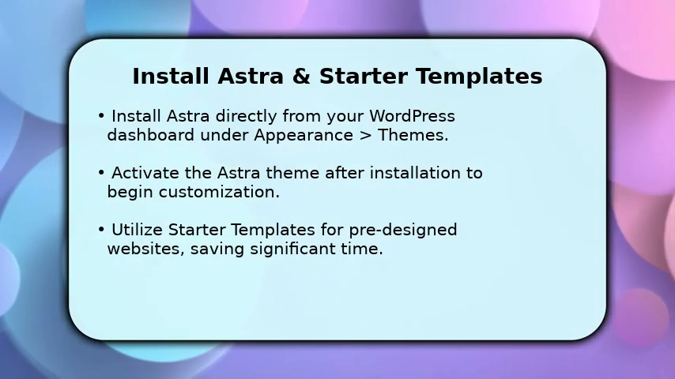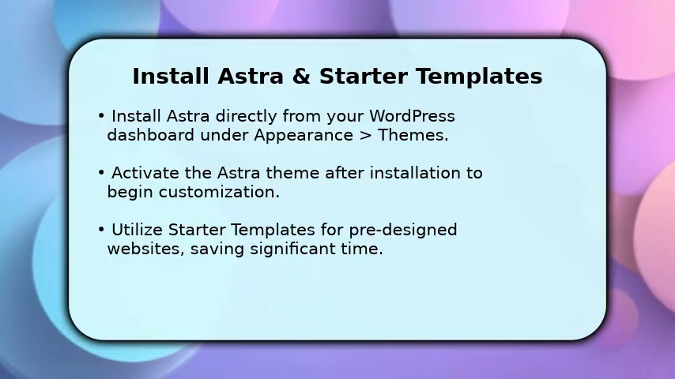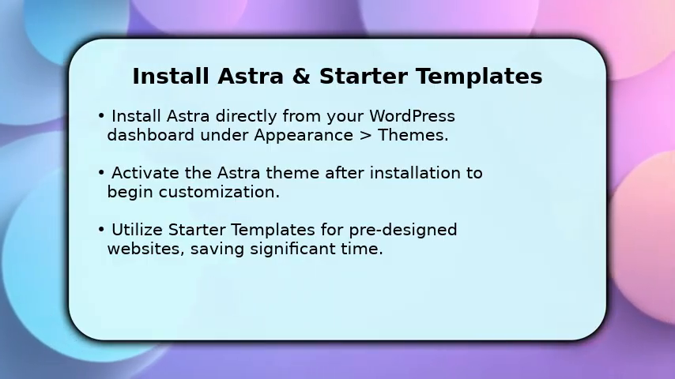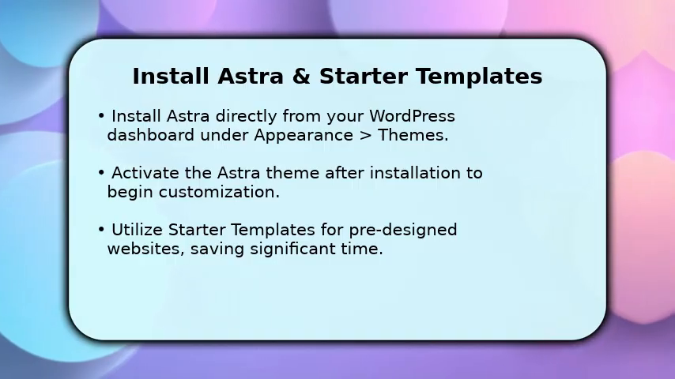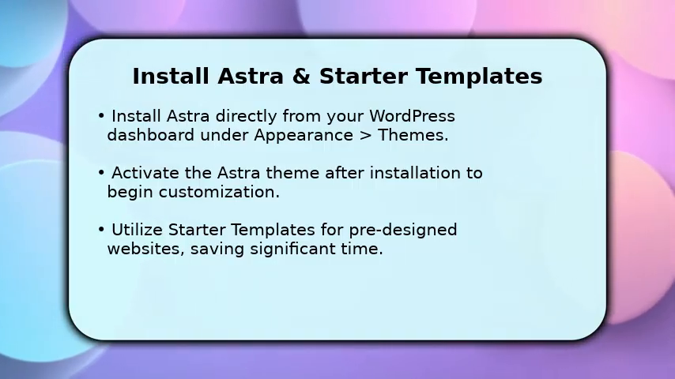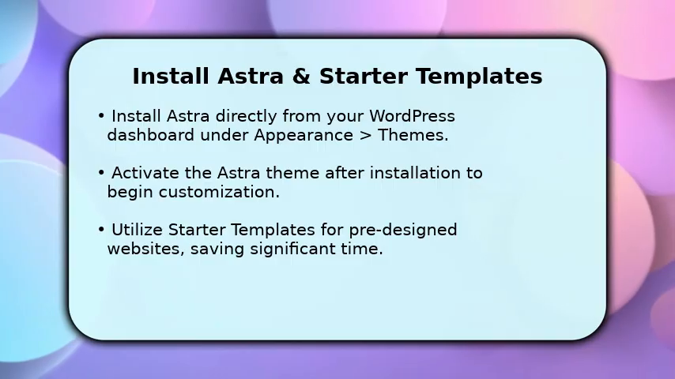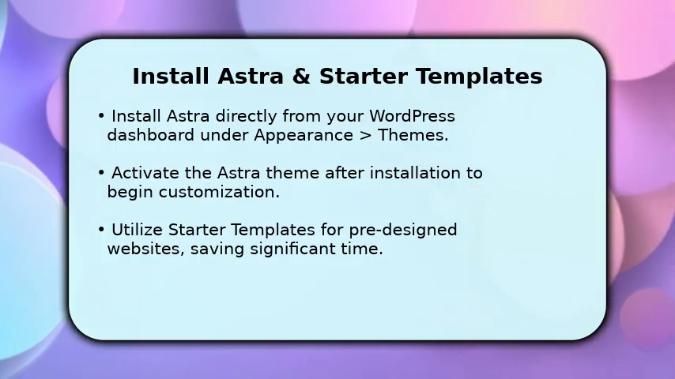Next, let's get Astra installed. From your WordPress dashboard, navigate to Appearance, then Themes, and click Add New. Search for Astra, install it, and then activate the theme. Once activated, you can access Astra's options.